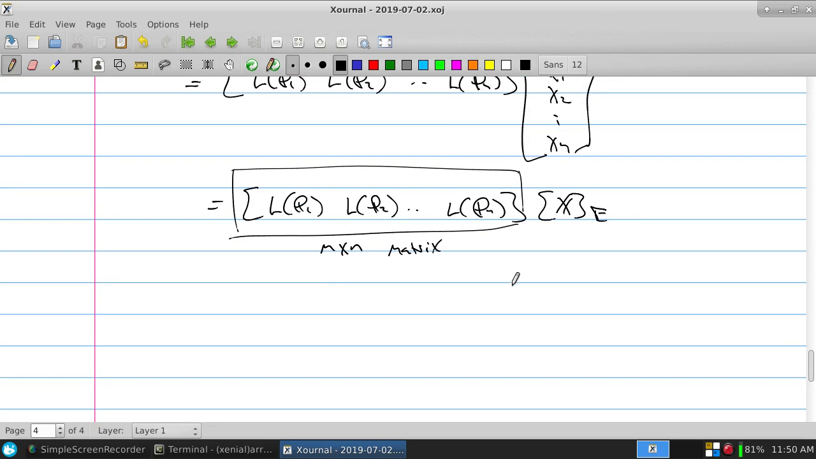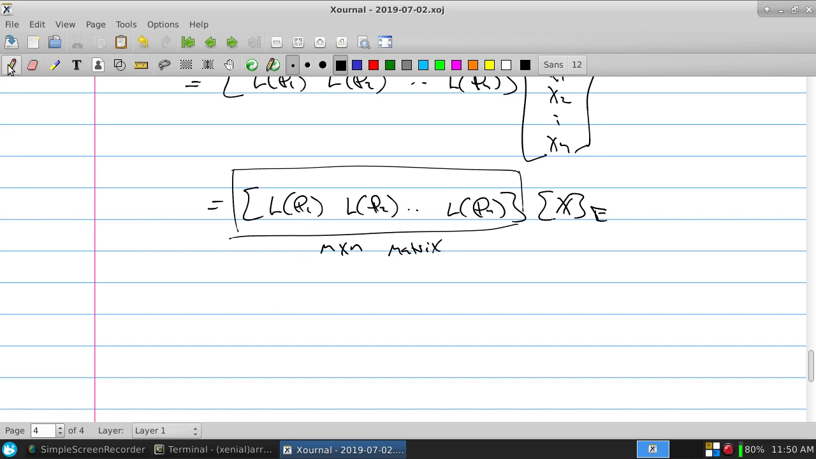Where'd you get the m by n? Because after you do a transform, what size does it spit out? A transform, what size goes in? n. What size goes out? m. Because that's the other side. Once you've moved it, it has moved to the other side. Well, that's just an m by n matrix, and so that's what we use.